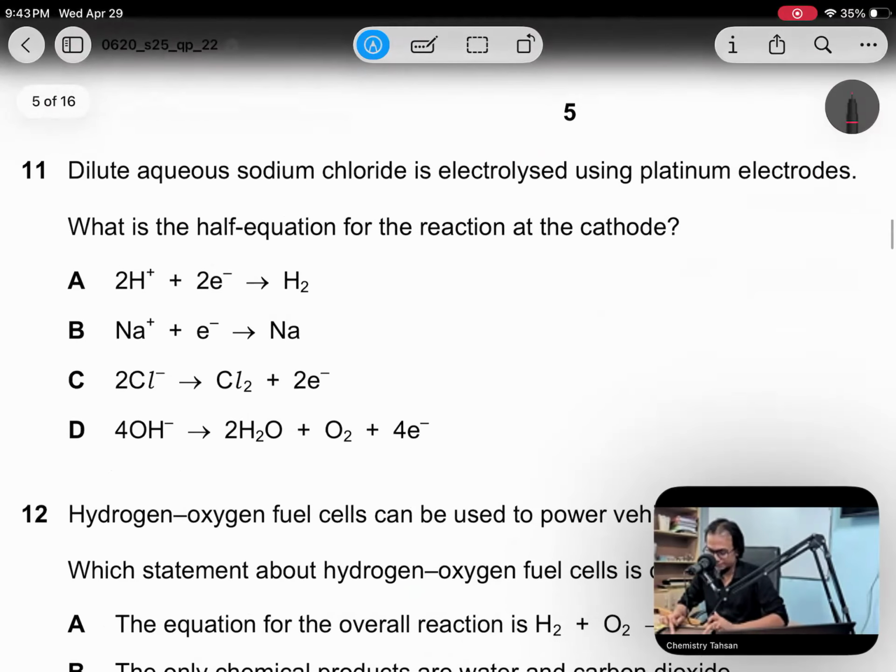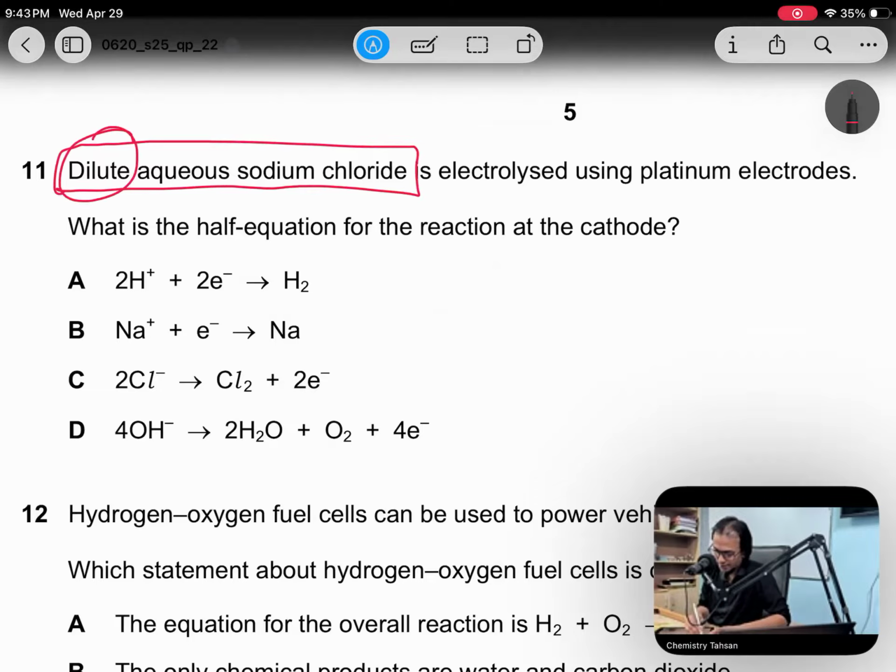Number 11, dilute aqueous sodium chloride is electrolyzed using platinum electrodes. And what is the half equation for the reaction at cathode? Again, dilute aqueous sodium chloride. So it is dilute. This is number 1. Number 2, it is aqueous. So if we rewrite sodium chloride, dilute aqueous, what are the ions present that we need to find first?